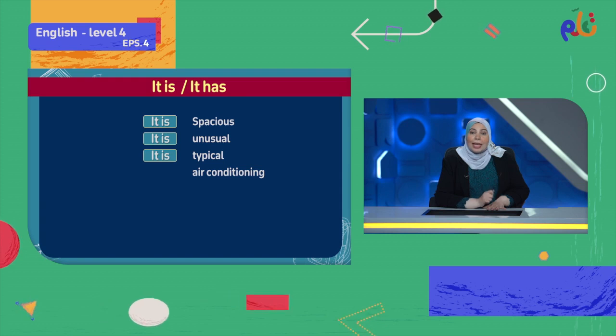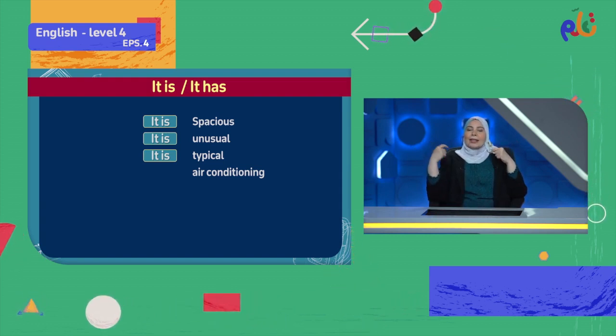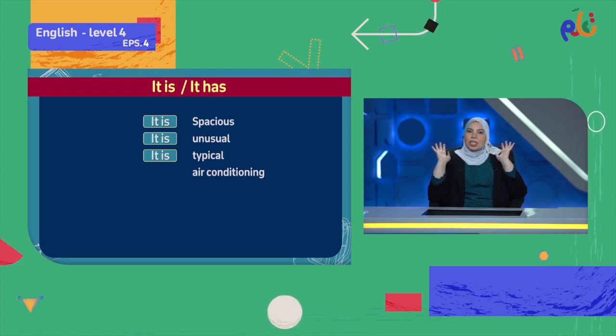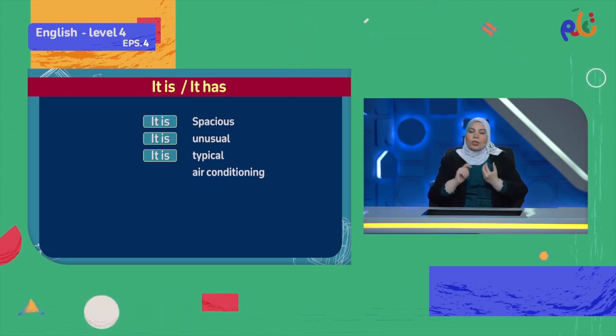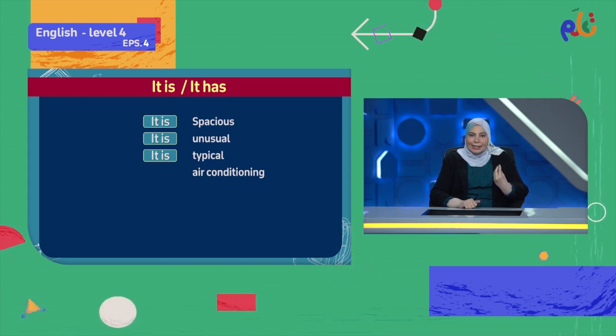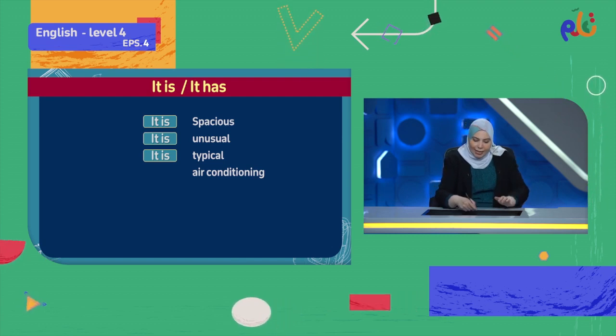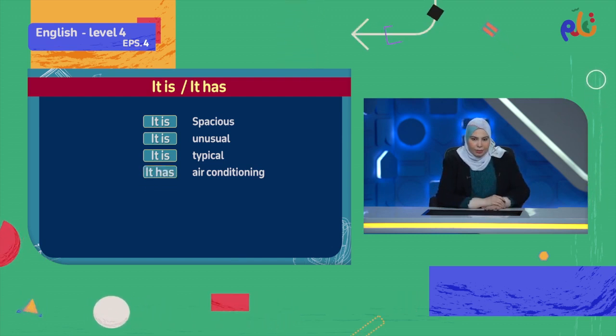If we're talking about air conditioning, so if I am talking about my flat, and in my flat, air conditioning, this is not an adjective. So this is a noun, so I can say my flat has air conditioning. I love this flat, it has air conditioning.